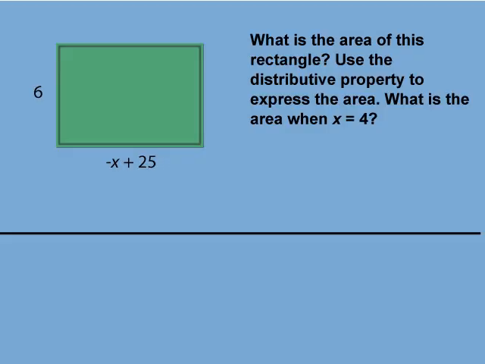What is the area of this rectangle? Use the distributive property to express the area. What is the area when x is equal to 4? The area of a rectangle is the product of the length and width. With this rectangle, the length is a variable expression. The area of this rectangle is the product of these two expressions, 6, and the quantity negative x plus 25.